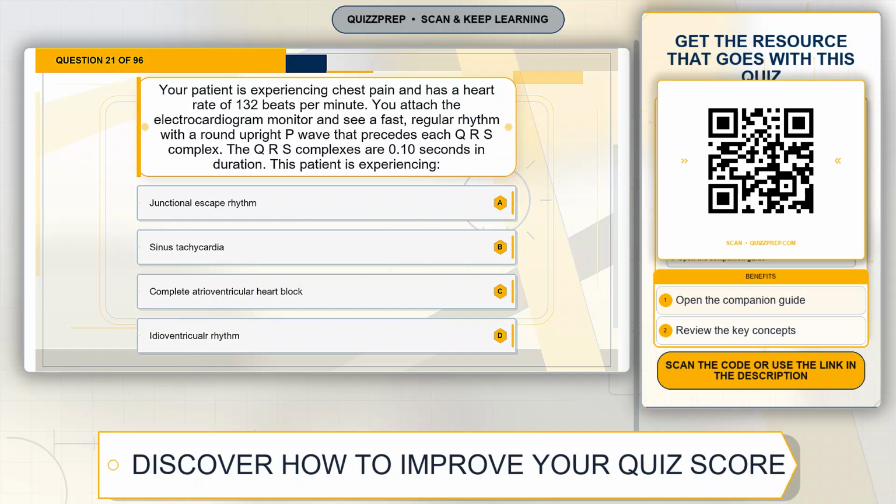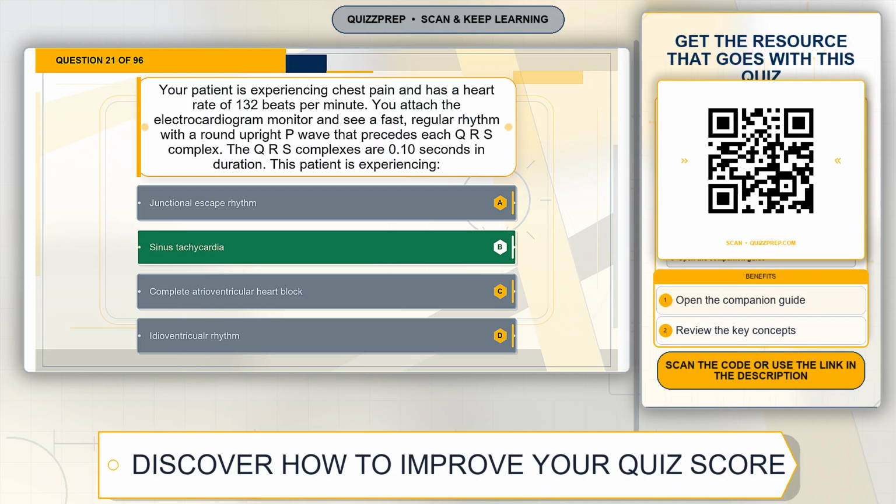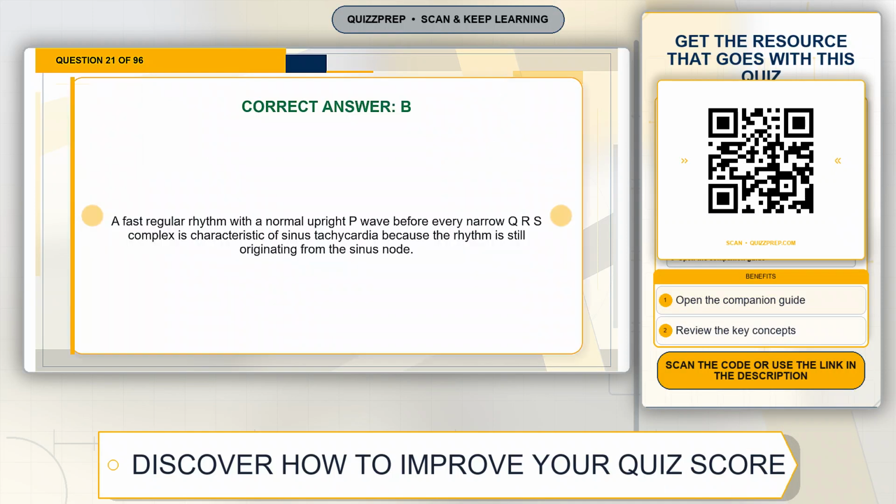Option B, sinus tachycardia. Option C, complete atrioventricular heart block. Option D, idioventricular rhythm. The correct answer is option B, sinus tachycardia. Explanation. A fast regular rhythm with a normal upright P wave before every narrow QRS complex is characteristic of sinus tachycardia because the rhythm is still originating from the sinus node.